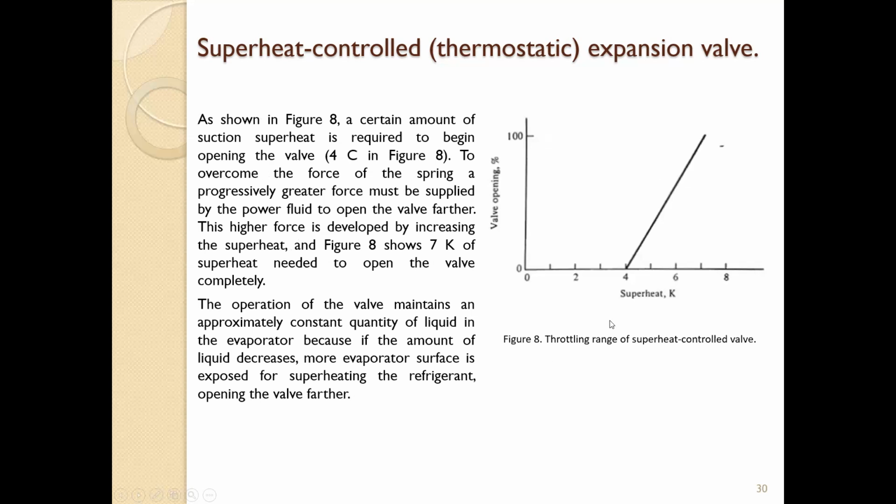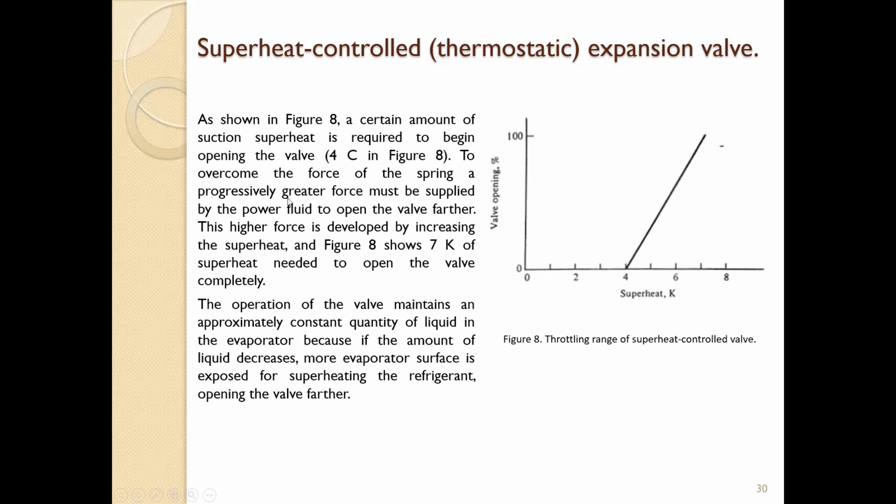So, as shown in figure 8, setting superheat normally, then valve opening. The superheat of 4K, this is its equivalent; 100% is 7K. So, as shown in figure 8, a certain amount of suction superheat is required to begin opening the valve for C in figure 8.